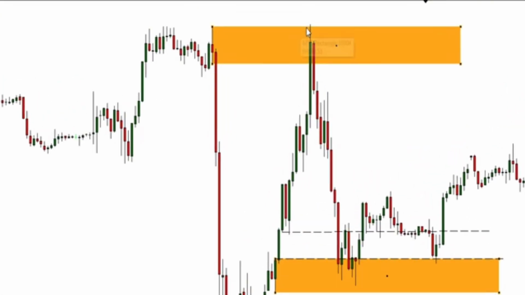Look at this. This is your order block. Price came and tested it and then started going down again. Let me map it out very well. And then it started going down from that level.